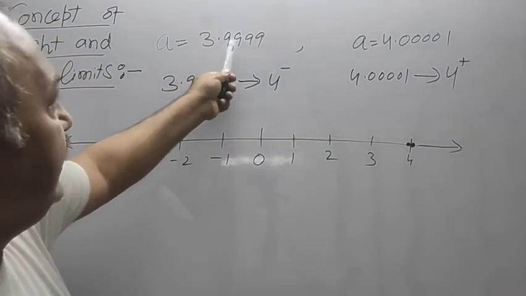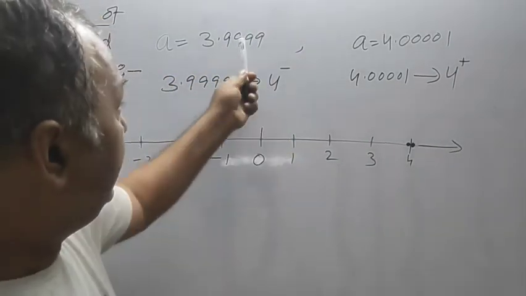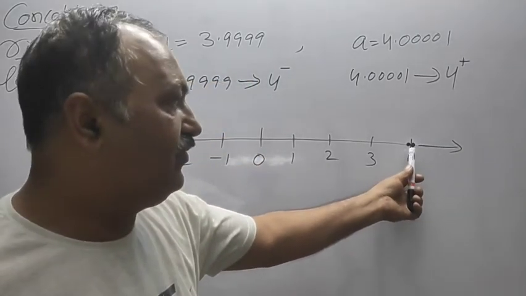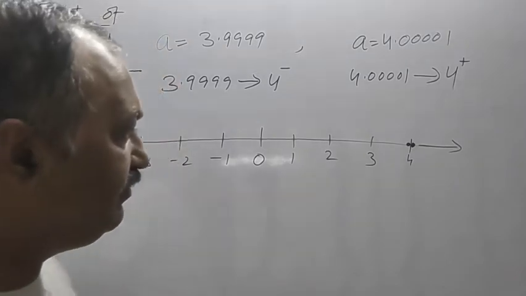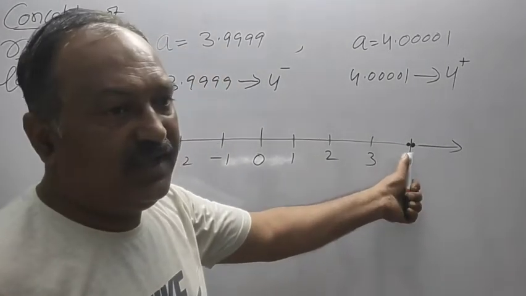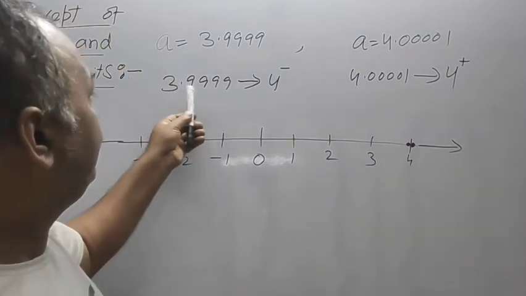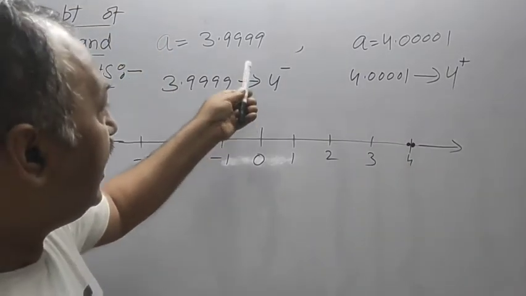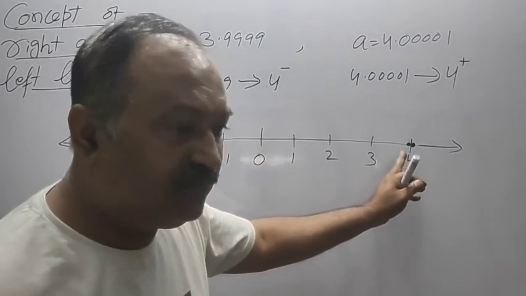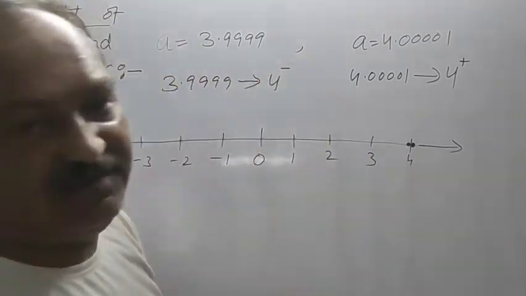Here 3.9999 approaches to 4. It is very near to 4. 3.9999 is a number which is less than 4. Hence we can say that 3.9999 approaches to 4 minus, from the left of the digit 4. This is the left limit.